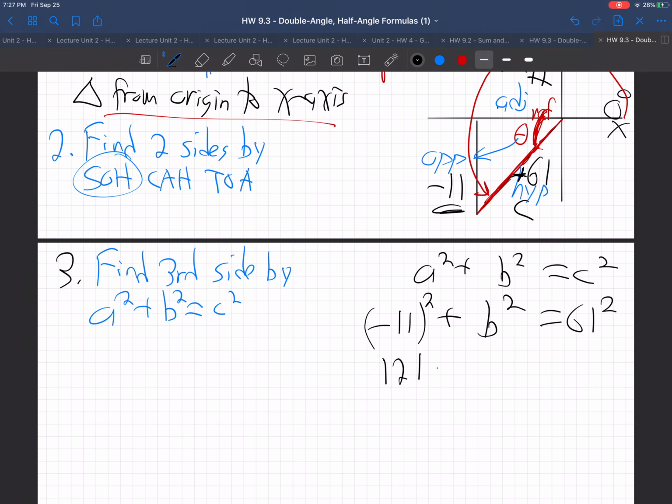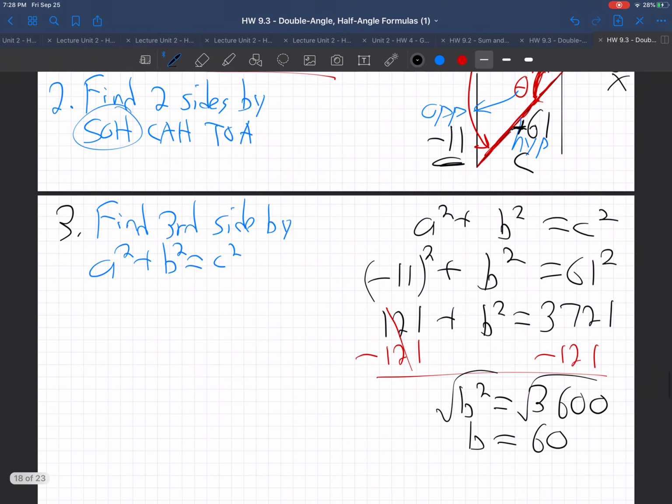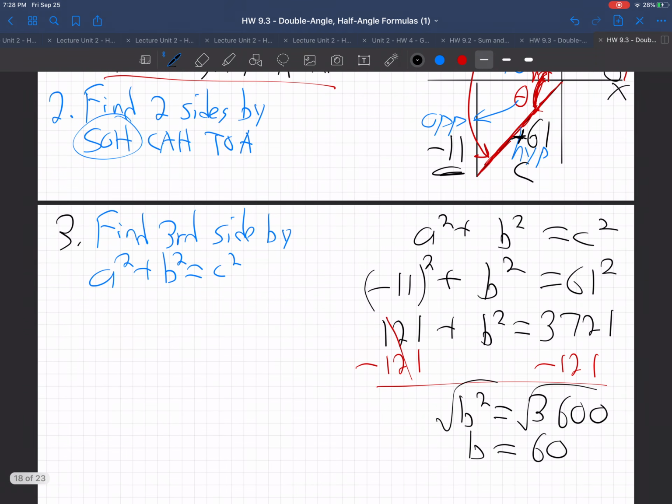So this is 121 plus b squared is, I have no idea, 61 squared. Use your calculator. 3721. It's a big number. Subtract 121 from both sides. Boom. So b squared is 3600. And then square root that. Square root. B is 60, isn't it? 6 times 6 is 36, and 0 times 0 makes 2 zeros. 10 times 10 is 100. Right, so 60. So b is 60.